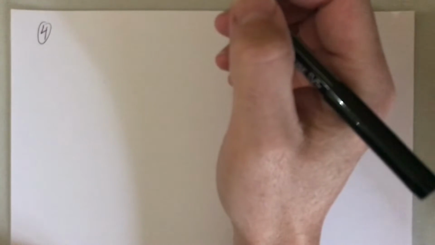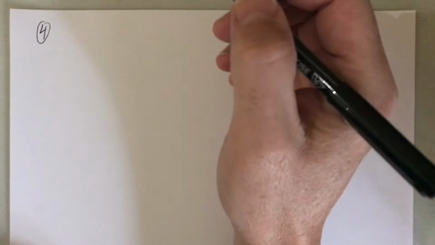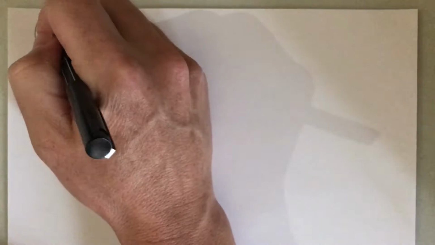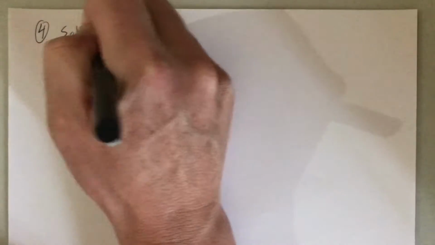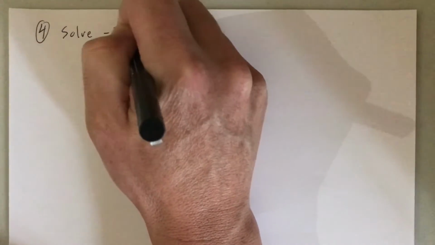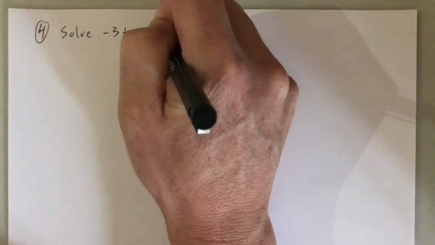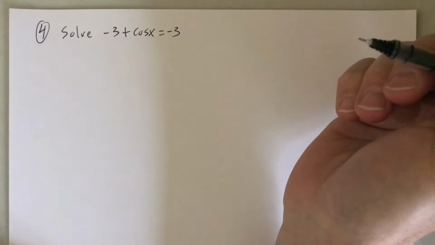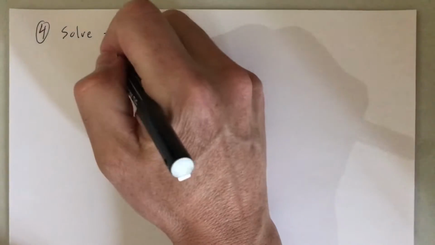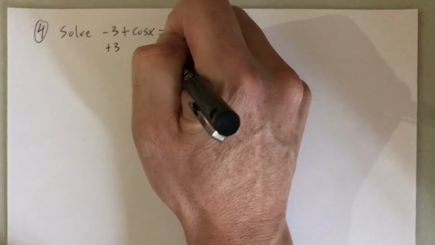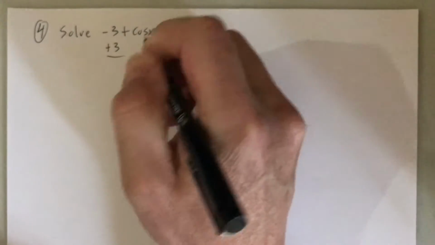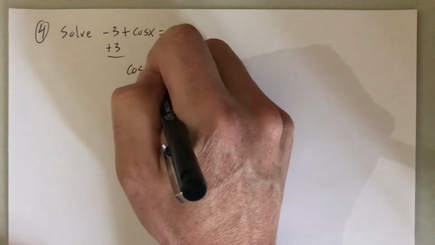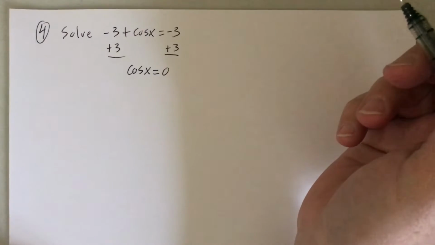All right, so let's go ahead and work on solving trig equations part 2. We did problems 1 through 3 in part 1, so we're just going to pick up with number 4. So we're going to solve -3 plus cosine x is equal to -3. Of course, if I want to get the cosine x by itself, I'm going to add 3 to both sides. And that gives me cosine x is equal to 0.